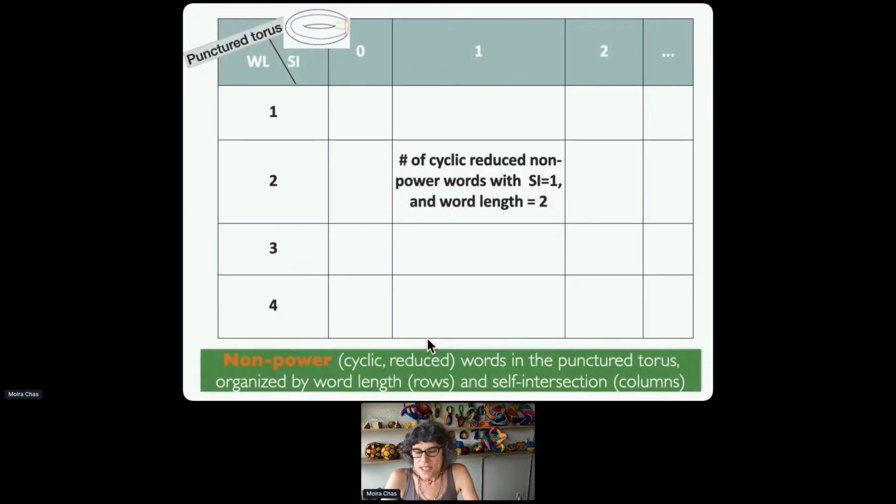So here is what I did, and this is many years ago. I made this table, and pay attention now if you're sleeping, because this is going to be important for a little bit. So in the column 1 and row 2, for instance, I put how many curves we have, words of 2 letters. So the number of the letters is given by the row, and the self-intersection number is given by the column.